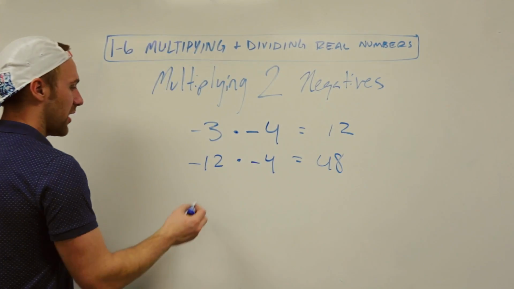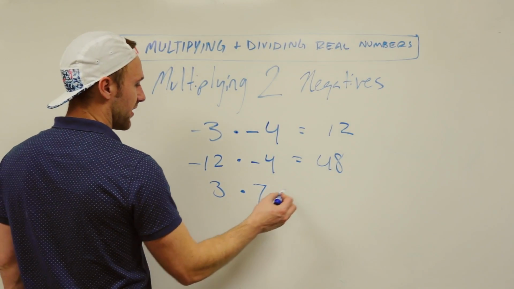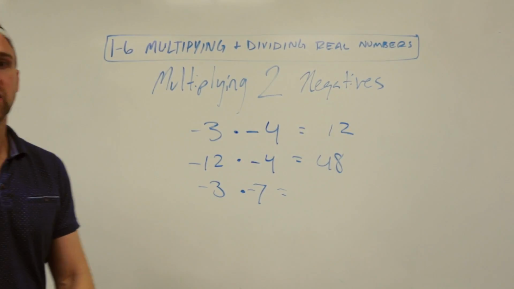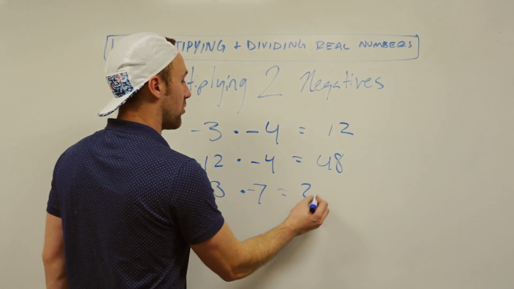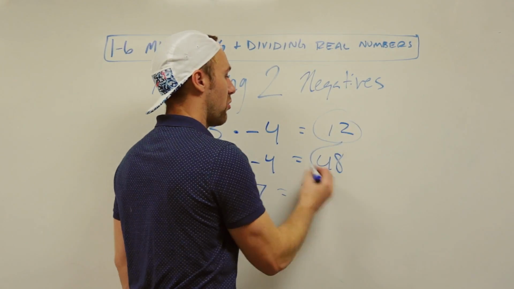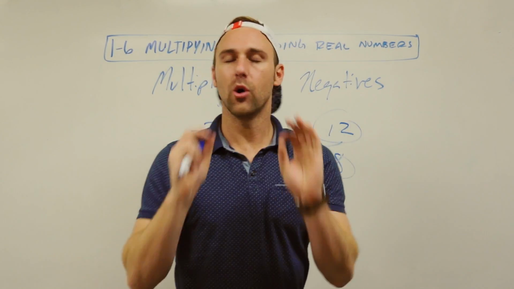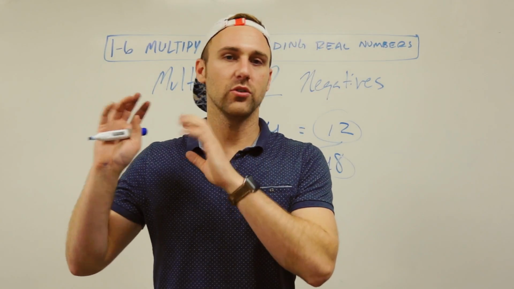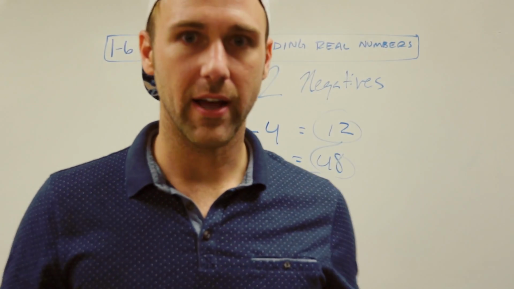All right, so let's do 3. I don't know why I keep using the same numbers. 3 times 7. And let's make them both negatives because that's what I'm talking about. Negatives are always going to multiply to a positive. So 3 times 7 is 21. It's a positive 21. Two wrongs make a right, but only in math. Not in real life. Do not go do anything crazy. Because two wrongs only make a right in math.